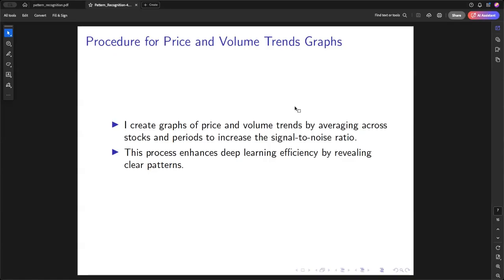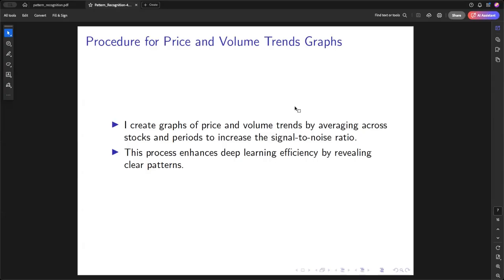In this study, I use amplitude to rank the stocks and then pick the top 10% and bottom 10% to form the portfolios. And I check the prices before they are selected into the portfolio and the prices after that. So I can have a time series of prices and volumes before they are selected into the portfolio. And I aggregate these trends across stocks and periods so that I can increase the signal to noise ratio.